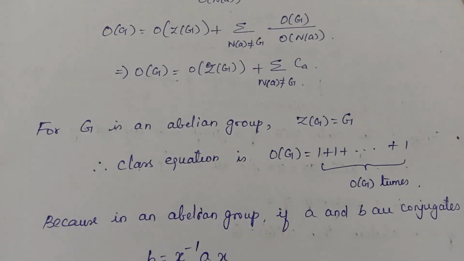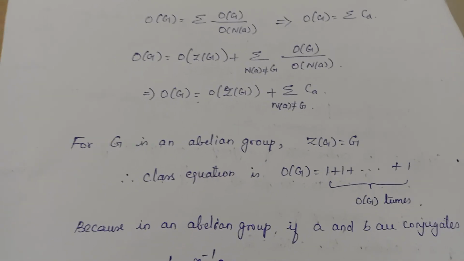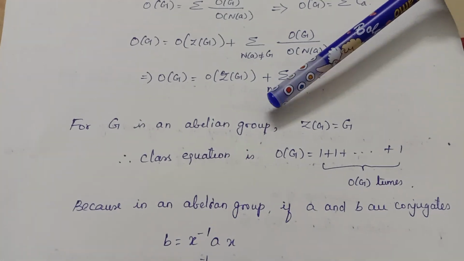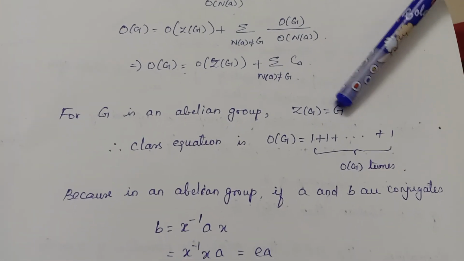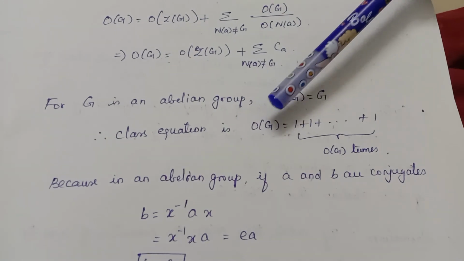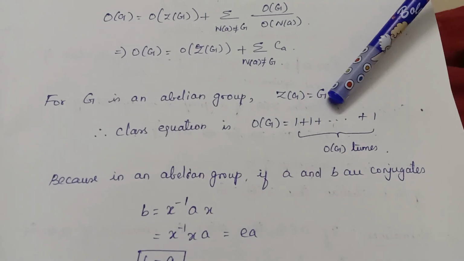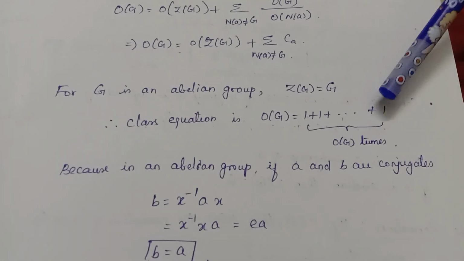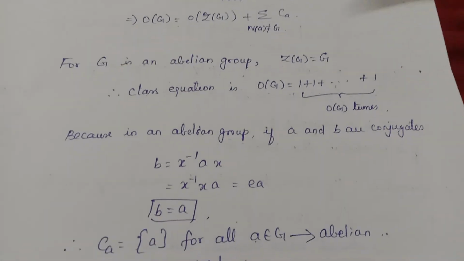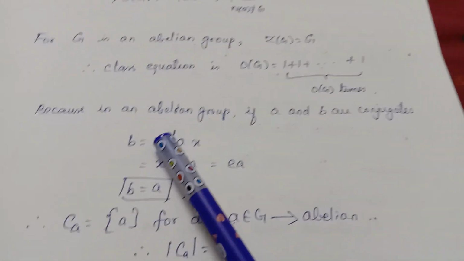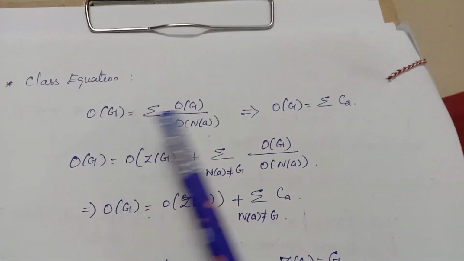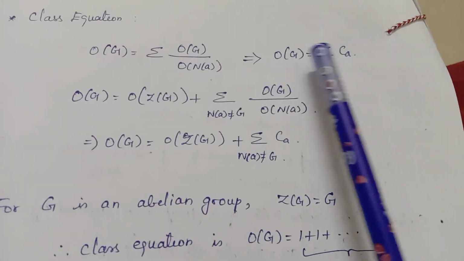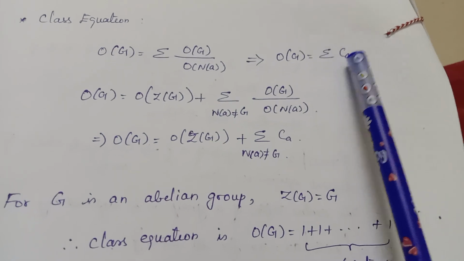Now we are going to see how to write the class equation for permutation groups. In particular, when you have an abelian group, Z of G equals G, and in that case the class equation is very trivial. Order of G equals 1 plus 1 plus 1 and so on. How many times do you write it? As many times as there are elements in G. In an abelian group, order of G equals the summation of C of A, and the summation of C of A is the class equation, where C of A means the conjugate class.